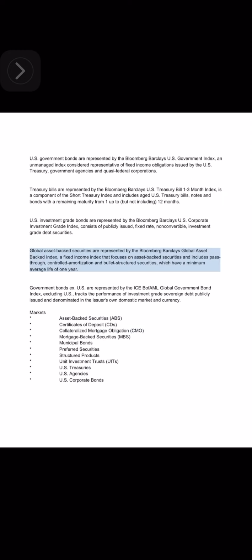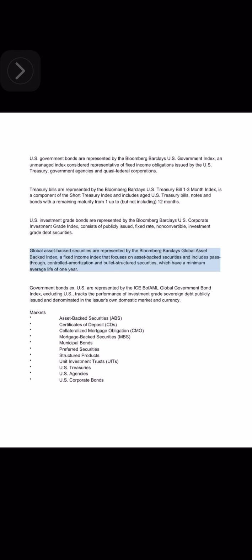U.S. investment-grade bonds are represented by the Bloomberg Barclays U.S. Corporate Investment Grade Index, which consists of publicly issued, fixed-rate, non-convertible, investment-grade debt securities. Global asset-backed securities are represented by the Bloomberg Barclays Global Asset-Backed Index, a fixed-income index that focuses on asset-backed securities and includes pass-through, controlled amortization and bullet-structured securities, which have a minimum average life of 1 year.